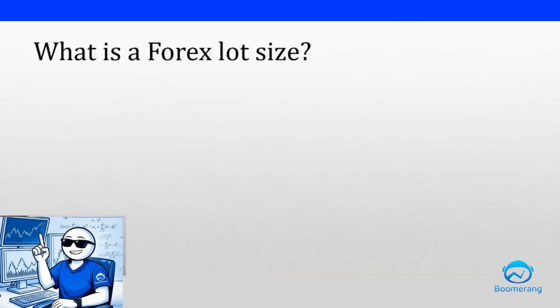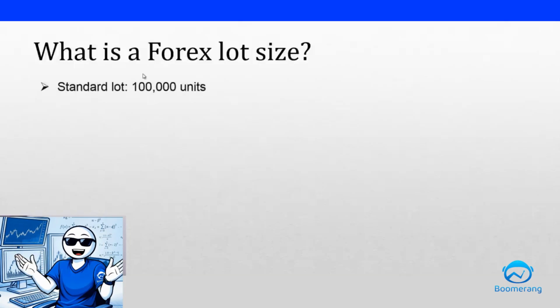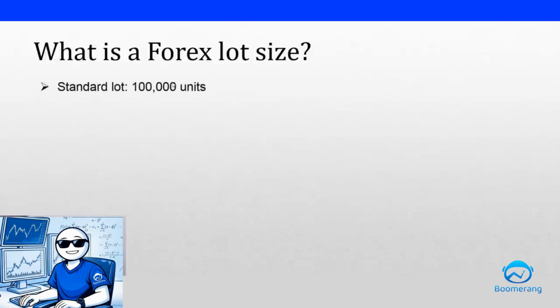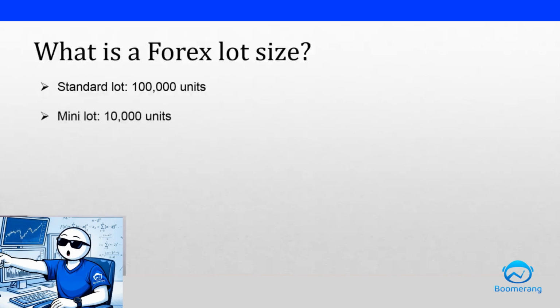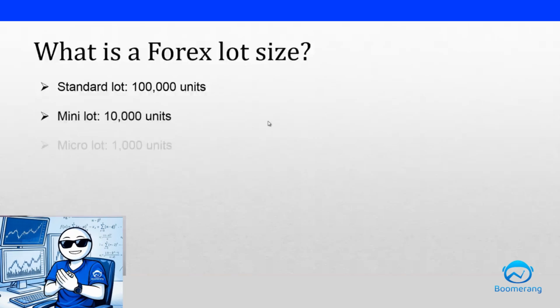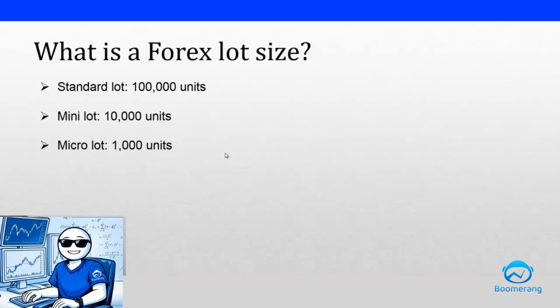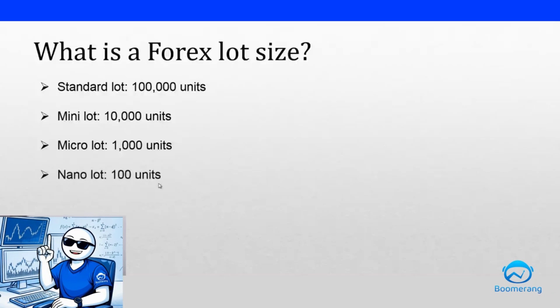Moving on, I want to talk about Forex lot sizes. So what are the different types of Forex lot size out there? Number one, we have a standard lot, which is equivalent to 100,000 units. So when you key in 100,000 units to buy in your Forex broker, you are essentially buying one standard lot. Then below that, we have a mini lot, which is 10,000 units, followed by micro lot, which is 1,000 units. And smaller than micro lot, we even have nano lot, which is 100 units.